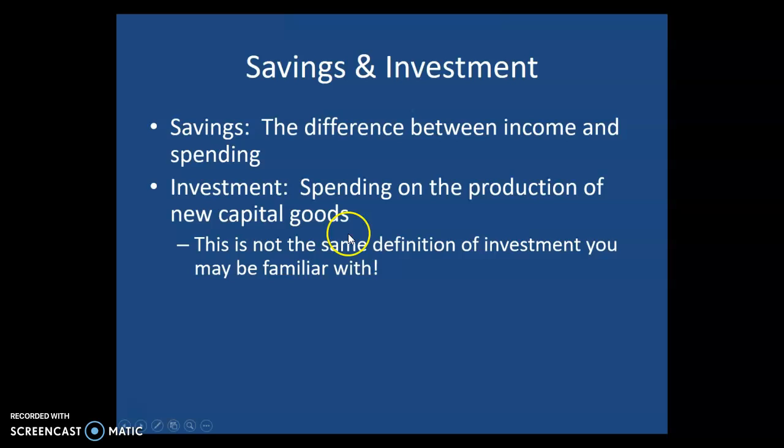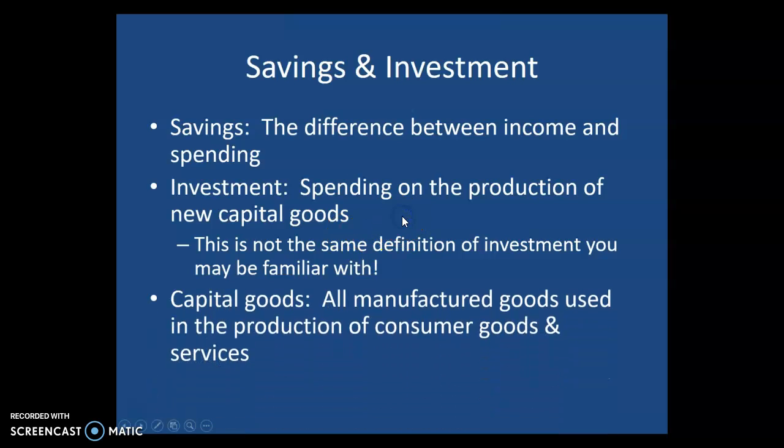And just to make sure that we remember what capital goods are: all the manufactured goods that are used in the production of consumer goods and services. Capital goods are one of those productive resources that we talked about in the first week of school, the factors of production. So economic investment is spending on the production of new capital goods as opposed to financial investment, which is investment or the purchase of stocks and bonds and real estate, those kinds of financial instruments.